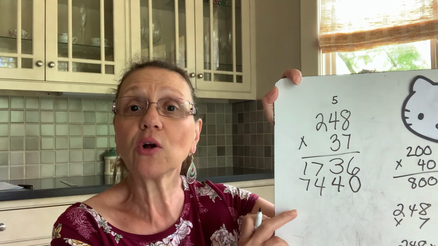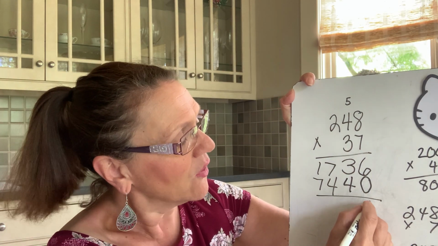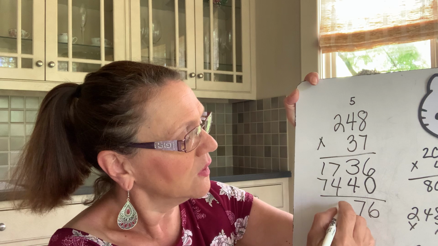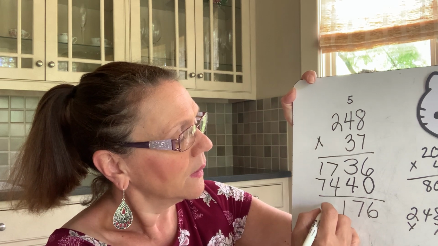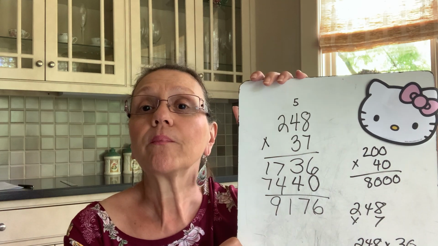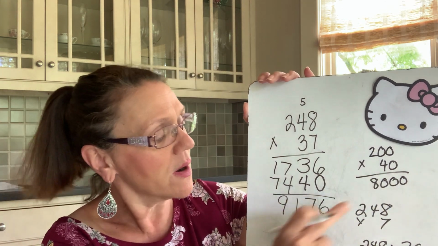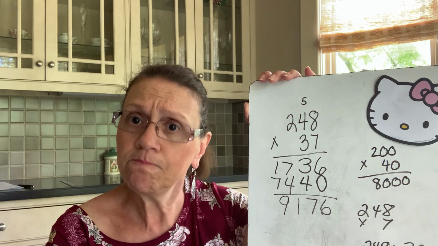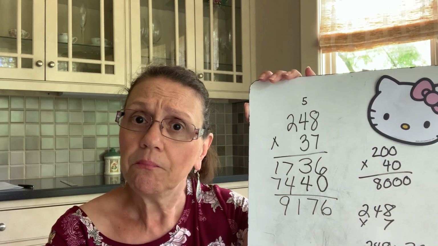So now we have our two partial products. We're going to add them together for our full product. And there we have it. Now, next thing, we check. Are we in the ballpark? Yeah, we are. We're good.